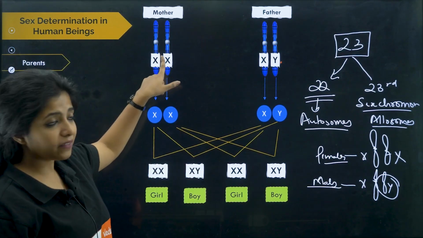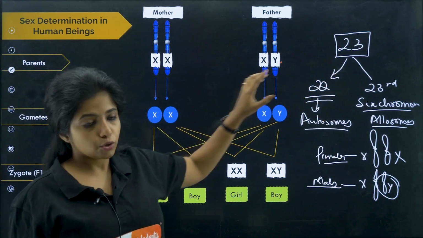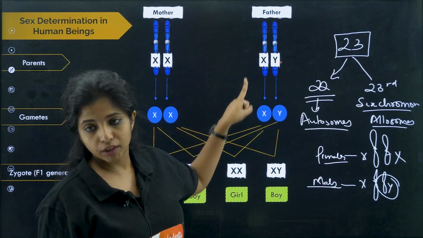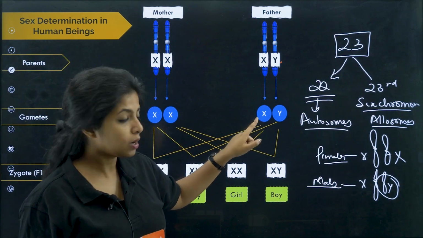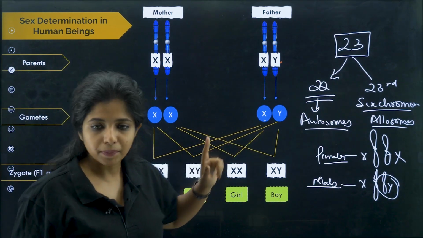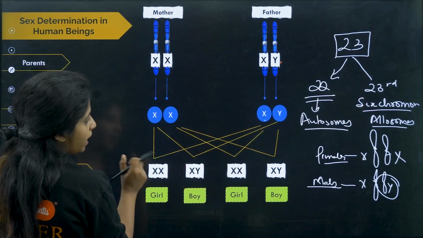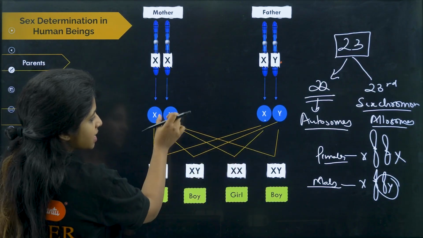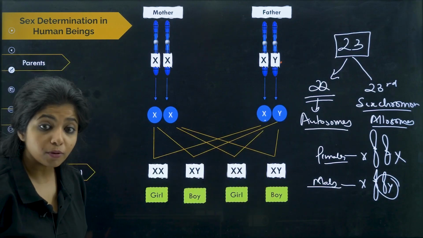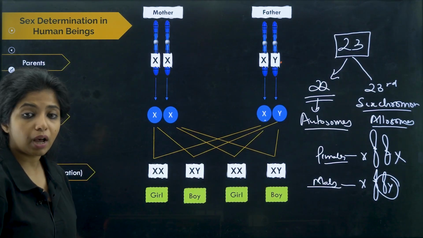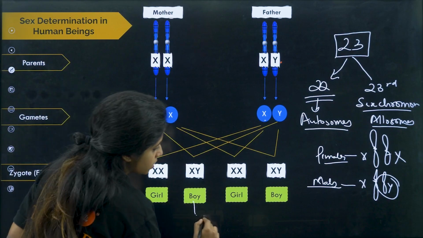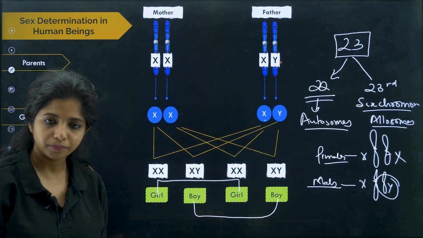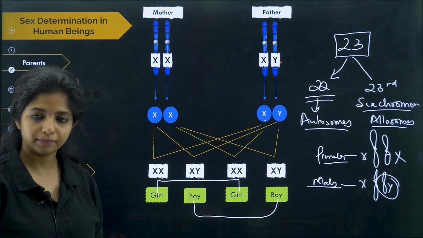So mother will be having XX, the father is having XY. The gametes formed from the mother will be X only. But the father forms 2 types of gametes, either X or Y. Now if X and X come together, it will be XX. If X and Y come together, it will be XY. So how much chance is there for a boy child and for a girl child? It's 50-50 chances. This is 50% chance, and this is also 50% chance.